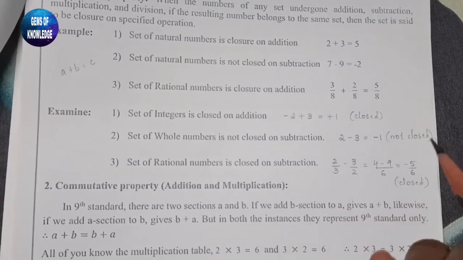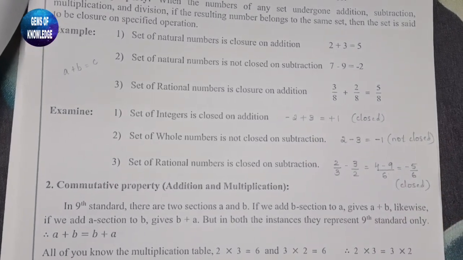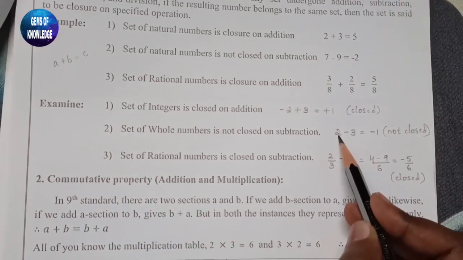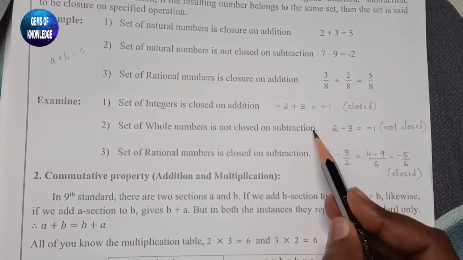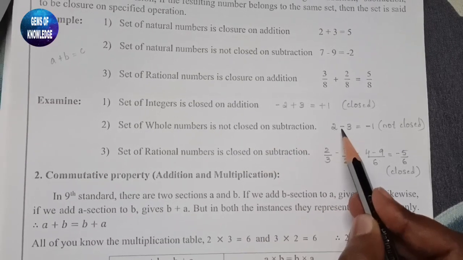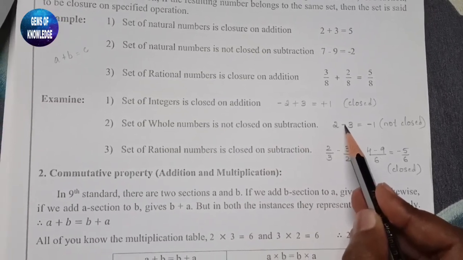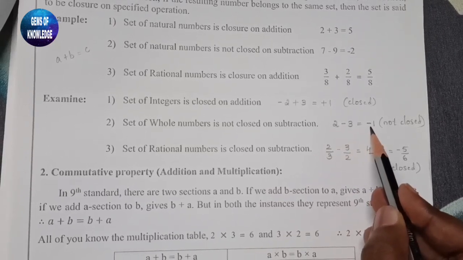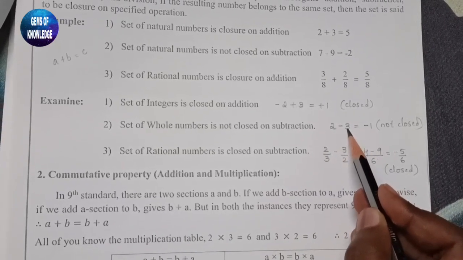Whole numbers start from 0, 1, 2, 3 and so on, and it will continue. So I have taken 2 and 3. Since we are doing subtraction here, the middle sign will be minus. So 2 minus 3, we are getting minus 1, because 3 is greater here.